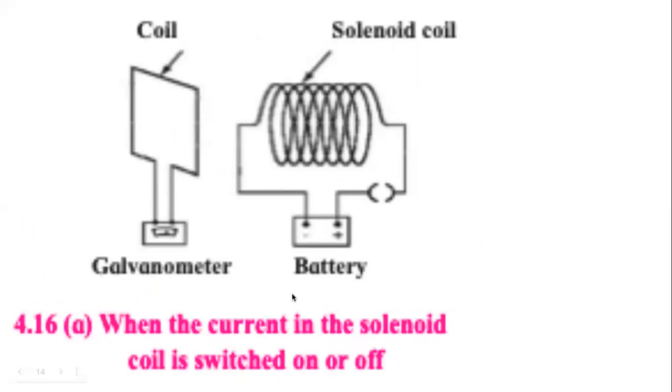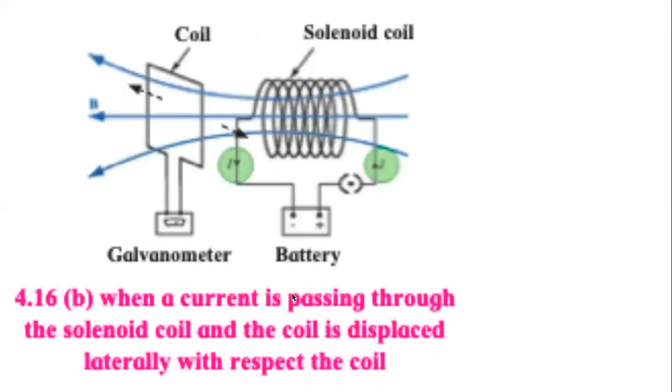Okay. Next, same setup. Now we are keeping the circuit of the solenoid on. So we are using it as a bar magnet and we are moving the coil. It is just like moving the wire and keeping the magnet stationary. Magnetic field changes. So electric current is produced.